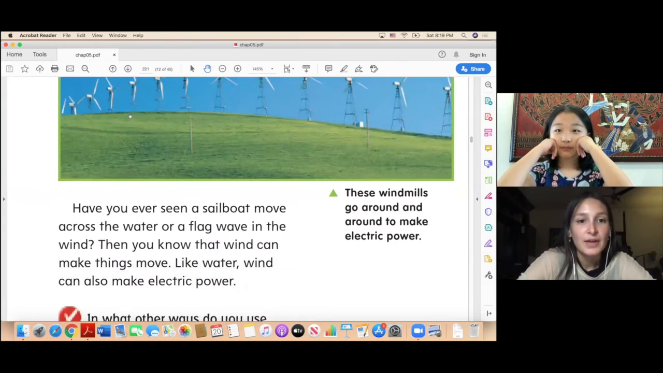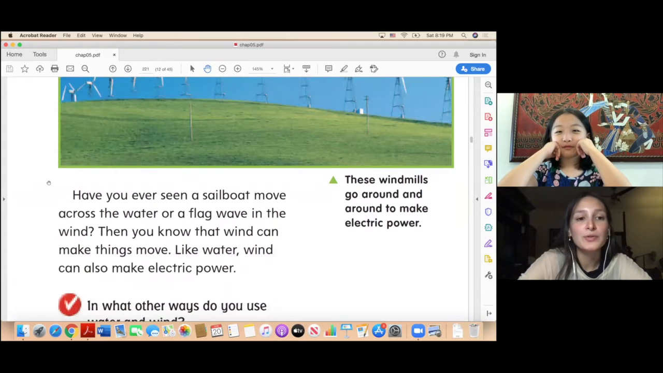Have you ever seen a sailboat move across the water or a flag wave in the wind? Yes. Then you know that wind can make things move. Like water, wind can also make electric power.